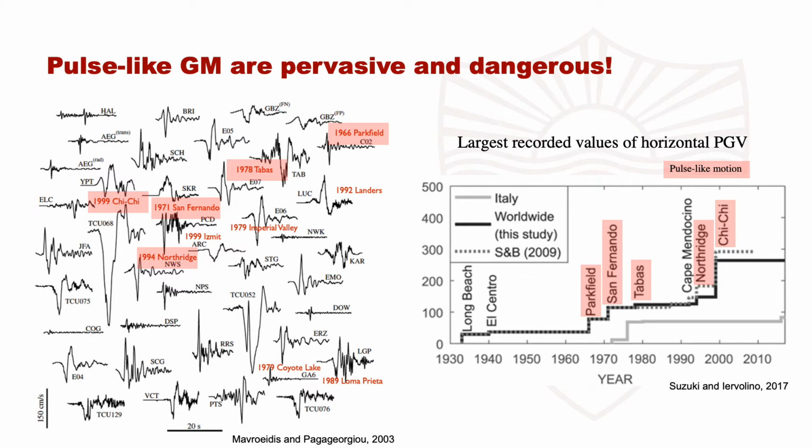Actually, this feature is not very special. Pulse-like ground motions are very pervasive. They are found in the Chi-Chi, San Fernando, Northridge, Landers earthquakes, and so on. Besides, this signal is very dangerous. Look at the record of the largest recorded value of the horizontal PGV over time. This curve is almost updated by the pulse-like ground motions in Parkfield, San Fernando, Tabas, Northridge, and Chi-Chi.